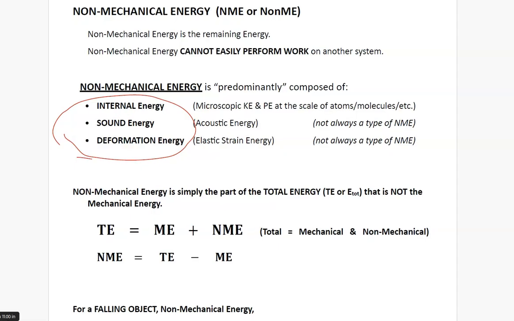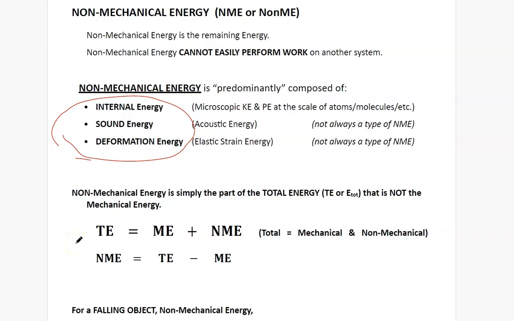And please do not confuse elastic strain energy with elastic potential energy. Elastic strain energy is just deformation energy. That's a type of non-mechanical energy. Elastic potential energy is a type of potential energy, and that is part of the mechanical energy. I know these get confusing. Look at the tree diagram a couple pages back to clarify the organization of the different energies. And this is the energy involved in deforming the shape of an object, especially after it's had some kind of impact.